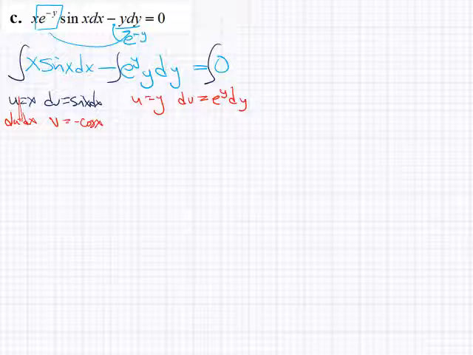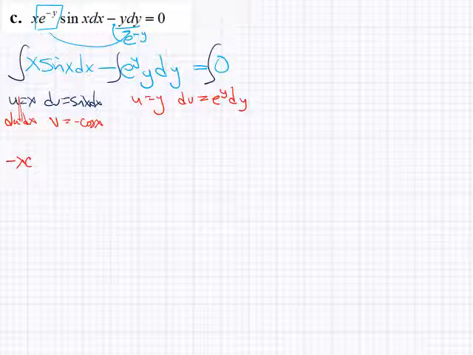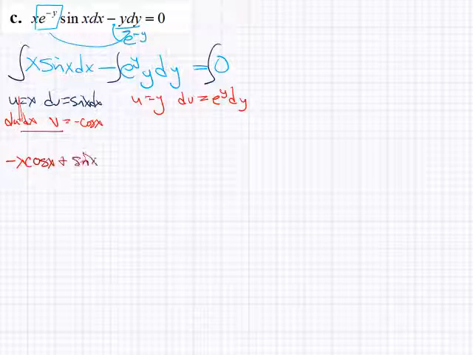So what would we get? We would get negative x cosine x minus the integral of v du, which would be minus the integral of negative cosine, so basically just the integral of cosine, so that would be sine, so plus sine x.